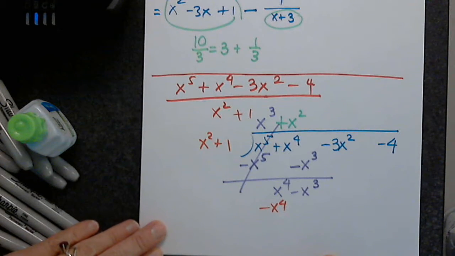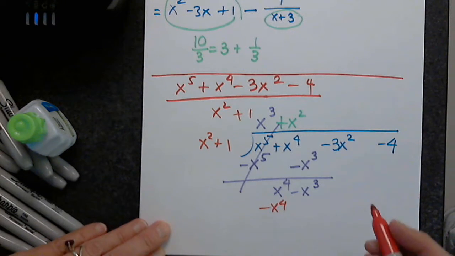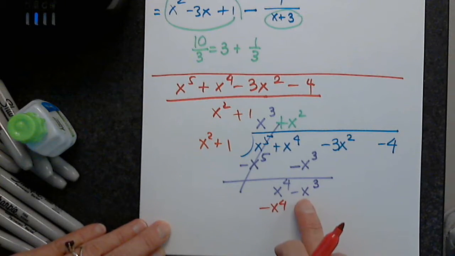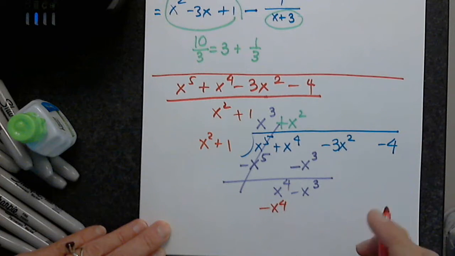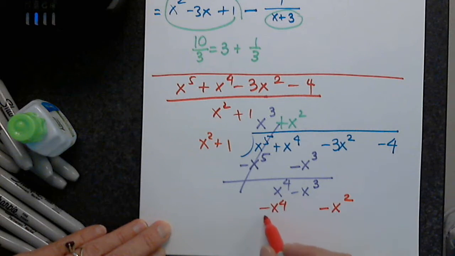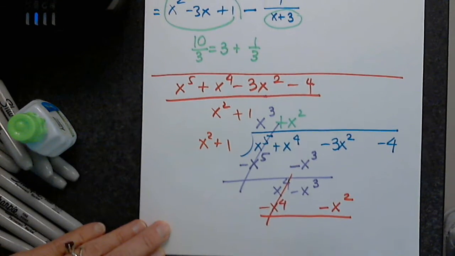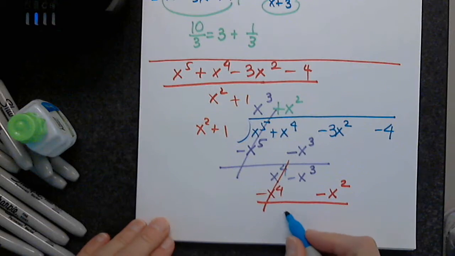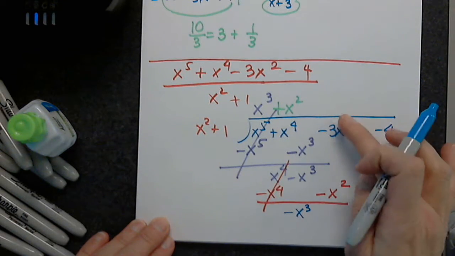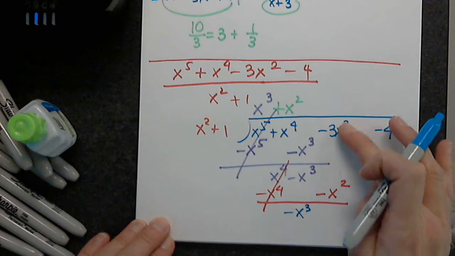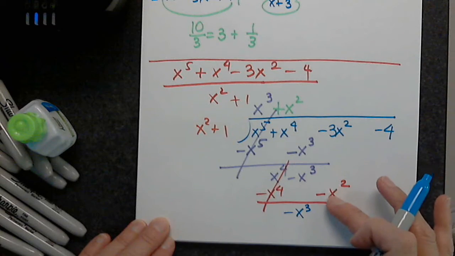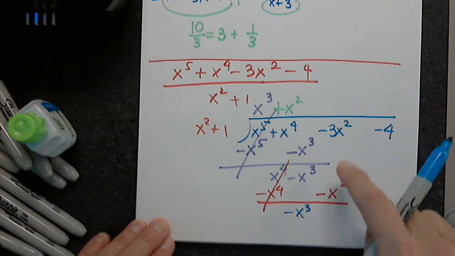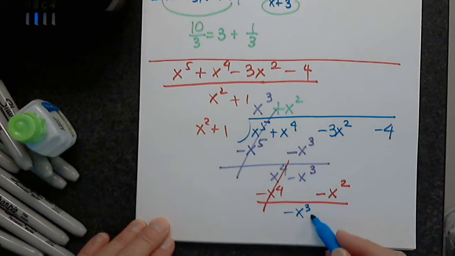And then x squared times 1, but I have to subtract. And I cannot write it here, I have to write it here. Negative x squared. These 2 are gone. I bring down 2 more in line: negative x cubed. And now I have to bring what? So negative 4x squared.